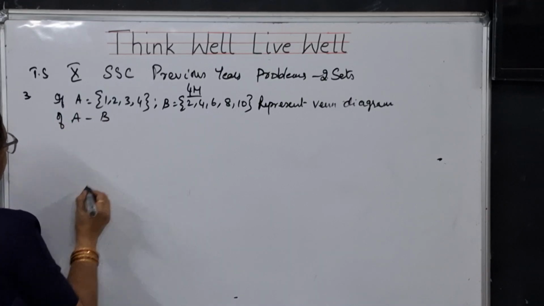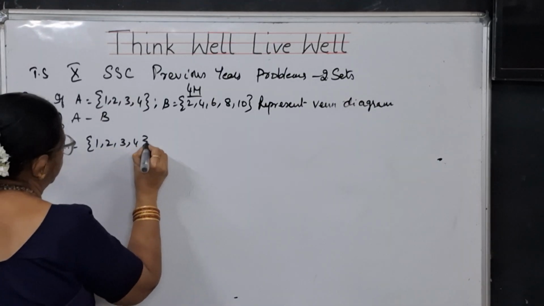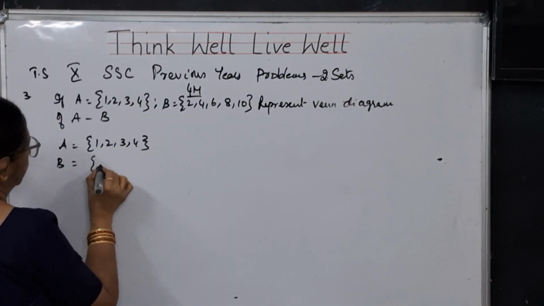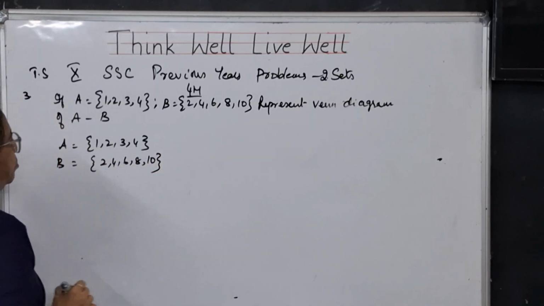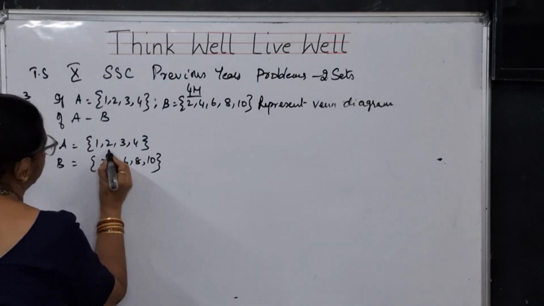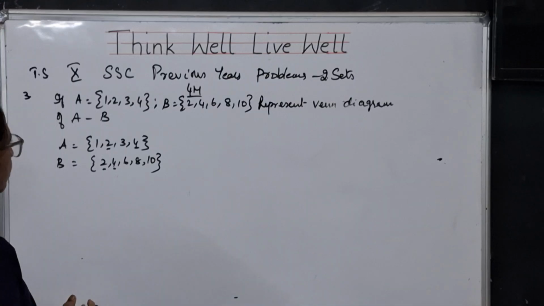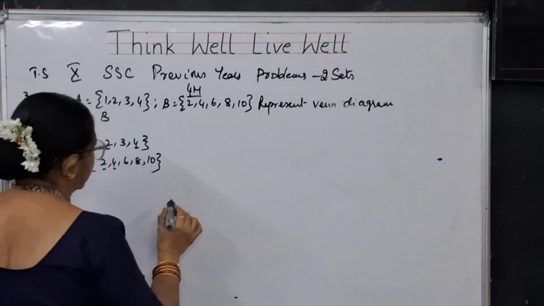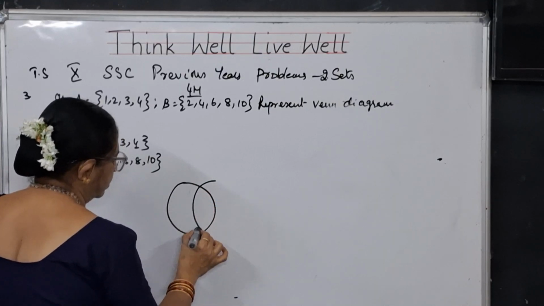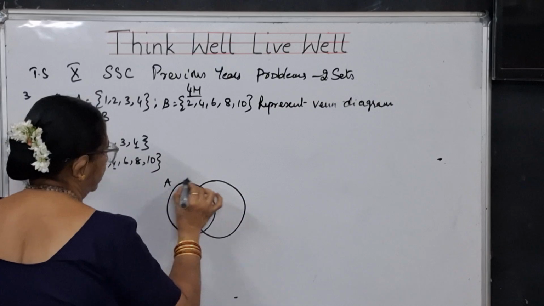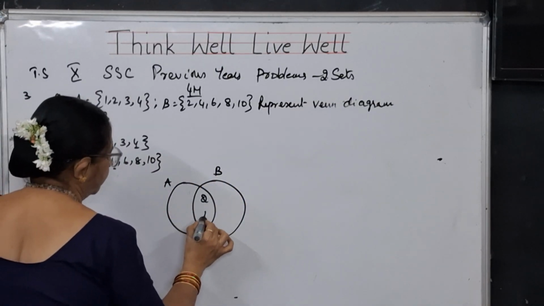So let me write set A: 1, 2, 3, 4. Set B is equal to 2, 4, 6, 8, 10. Now let me underline the common elements. 2 is common, 4 is common, nothing else. So you have to draw the Venn diagram. Since common elements are there, you have to draw intersecting circles A and B. Whatever underlined parts are there, write down here: 2, 4.